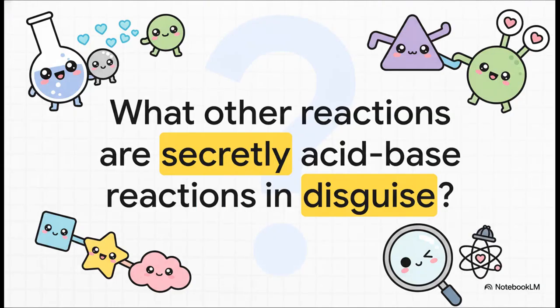And that leaves us with a final and pretty fascinating thought. The Lewis theory is so incredibly broad that it basically reframes huge areas of chemistry. Reactions you would never have thought of as having anything to do with acids and bases, like how metals bond to molecules, are suddenly seen in a totally new light. It really makes you wonder, what other chemical reactions are out there, hiding in plain sight, just waiting for the right definition to make everything click?